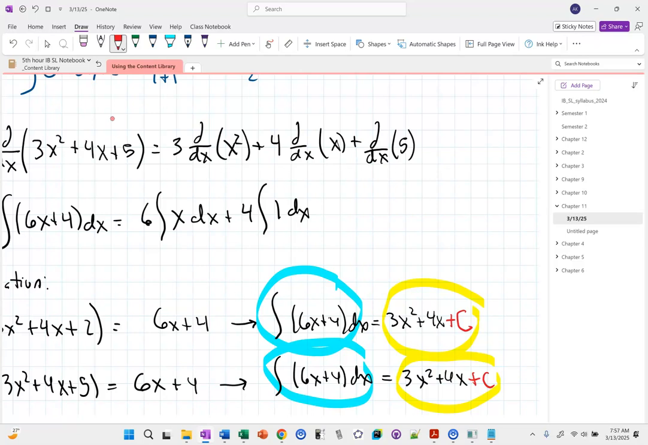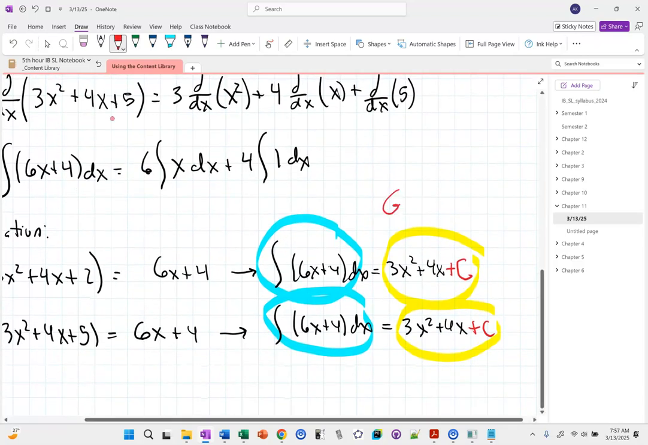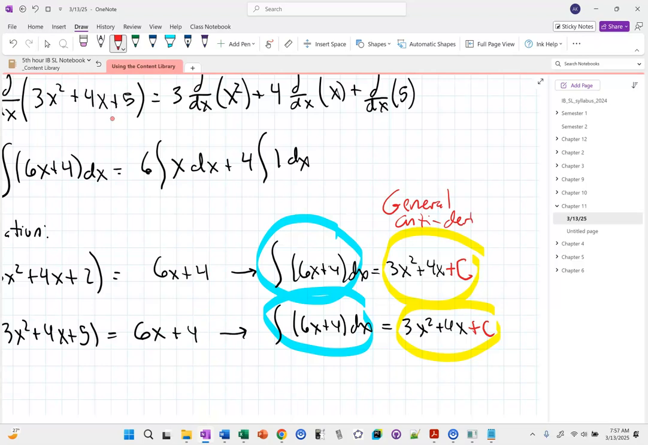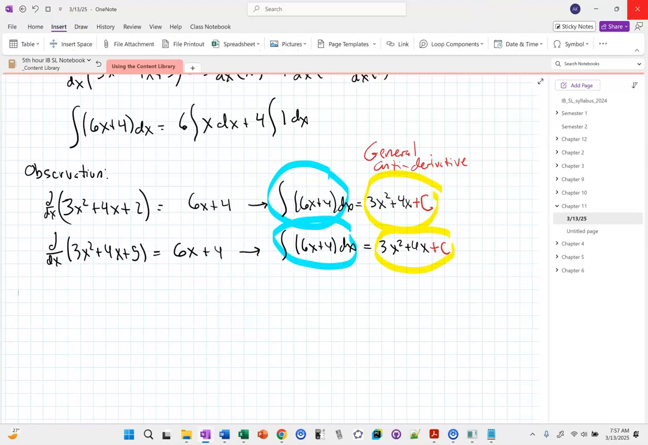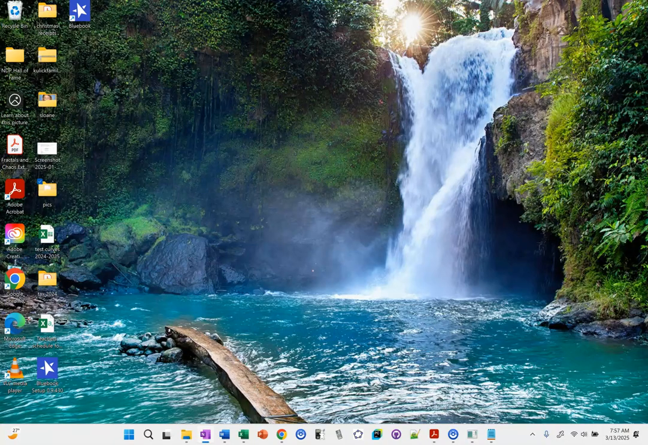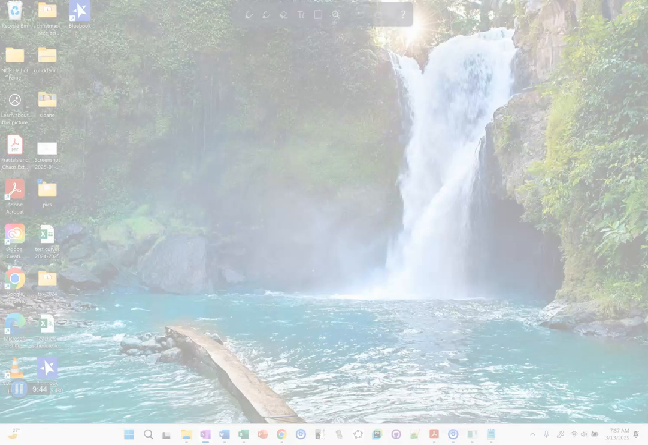So we're just going to write like a plus c at the end, because there are infinitely many answers that we could be getting. We call this guy the general antiderivative when we put the plus c on at the end. So whenever we ask for an antiderivative, we're really just asking to do our antidifferentiation rule and then add a plus c at the end. Let's do some examples.